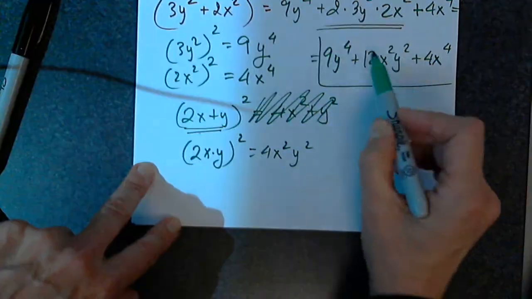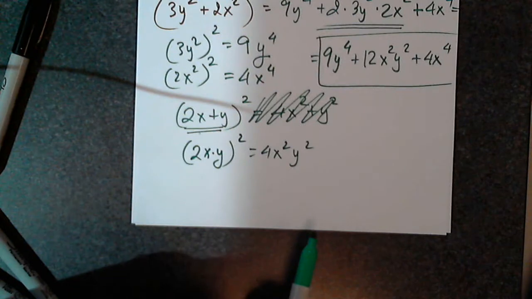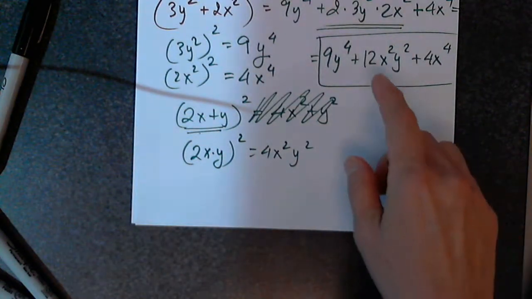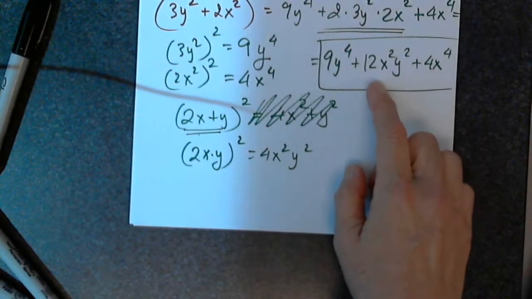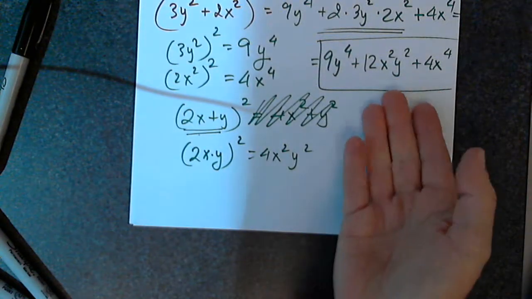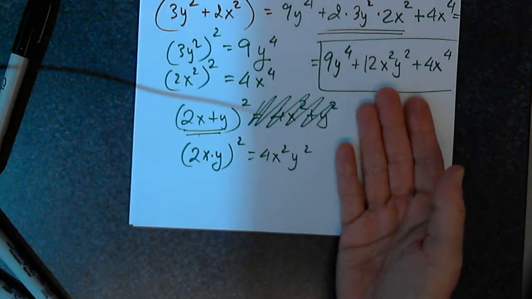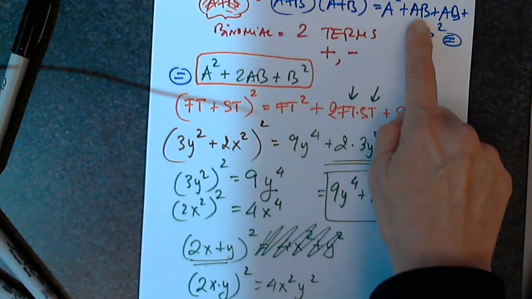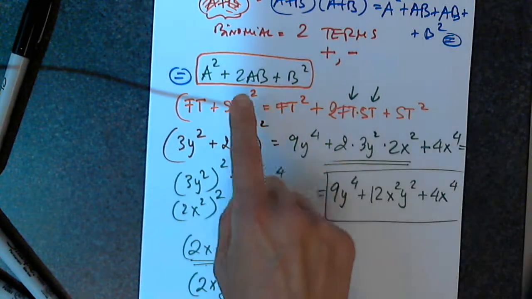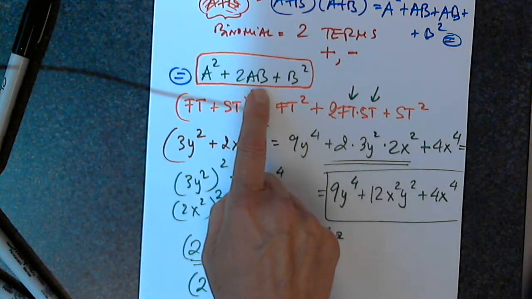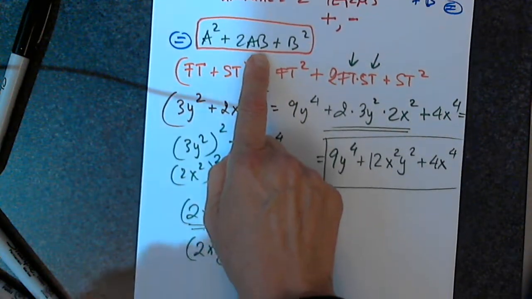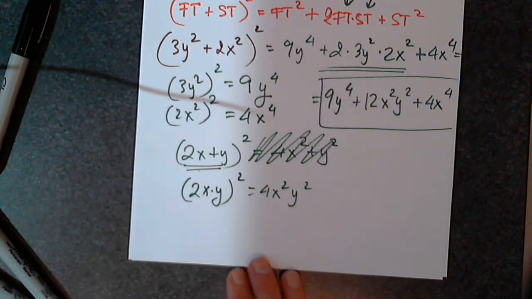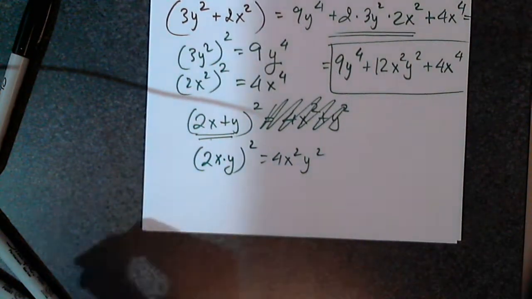Look, I have to come up with 3 terms. I have to be very careful. And I'm hoping that moving forward, no one will say, how did you get the 12x squared y squared? Where does this come from, right? We know where it's coming from. Where is it coming from? From AB plus AB, which is 2AB. That's where it's coming from. 2 times the first term times the second term. Does it make sense? Yes?